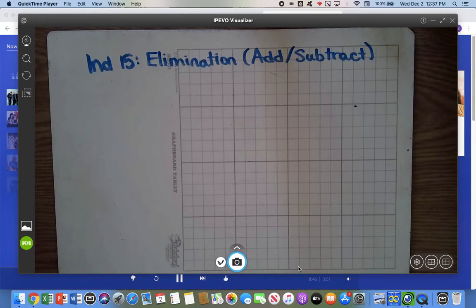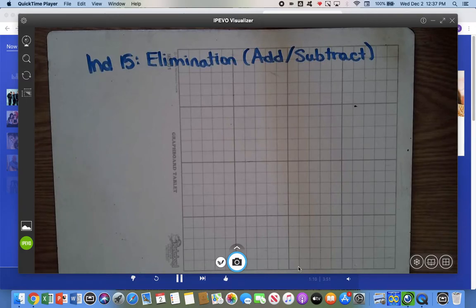So whenever we are solving, elimination means that something cancels or equals zero. If they eliminate, they're gone. So we are actually going to be looking for opposites here. We're going to be looking for positives and negatives that equal zero. So like a positive 3 cancels out with a negative 3. A positive 6 cancels with a negative 6. And this is what we are going to be looking for.